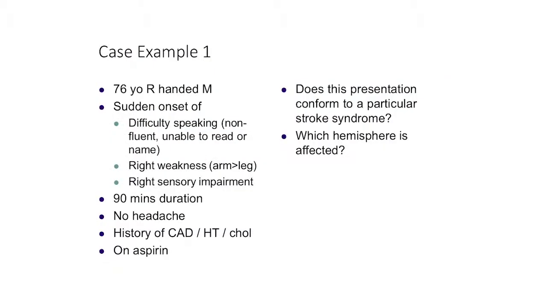So, a 76-year-old right-handed male with sudden onset of difficulty in speaking, which is fluent, with inability to read or name. He also has right-sided weakness, with the arm being weaker than the leg, and right sensory impairment. The duration was 90 minutes, there's no headache, and there is a history of coronary artery disease, hypertension, and dyslipidemia. He's been on aspirin. So this presentation conforms to a particular stroke syndrome.